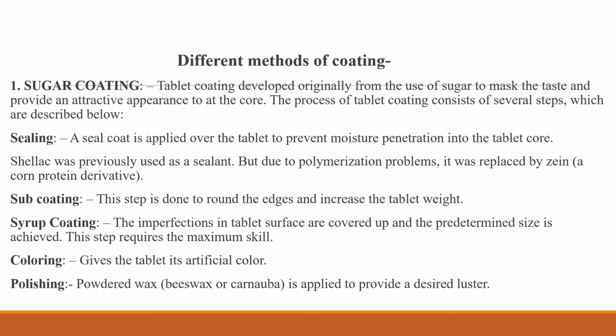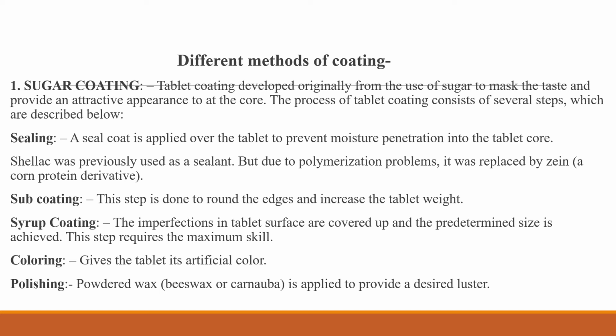Shellac was previously used as a sealant, but due to polymerization issues, it was replaced by zein, a corn protein derivative. Next, coming to subcoating. This step is done to round the edges and increase the tablet weight. So it is used generally to increase the weight of the tablets. Next, coming to syrup coating. The imperfections in the tablet surface are covered up and the predetermined size is achieved.